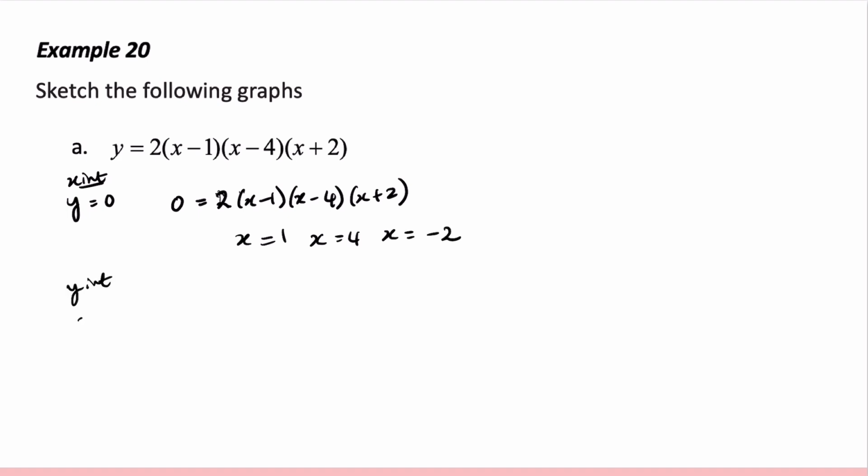Now for the y-intercept, we just need to make x equal to 0. So we'll go y is equal to 2 times (0 - 1)(0 - 4)(0 + 2). I might just write it right away as negative 1, negative 4, 2, which will equal 16.